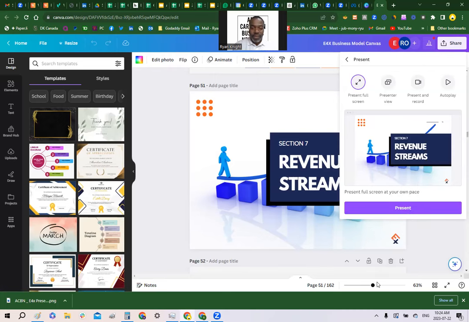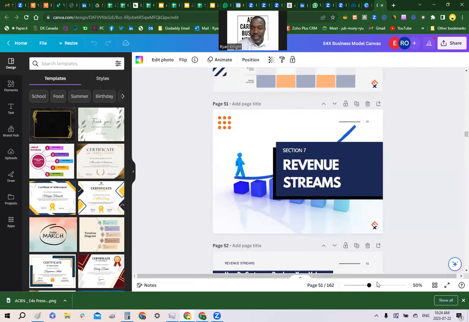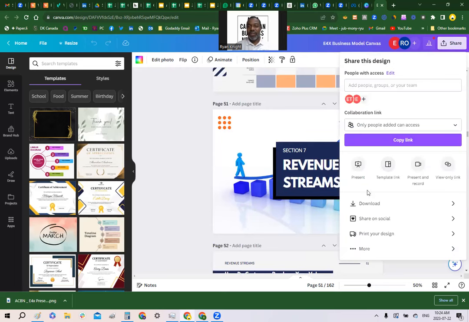Let me see if I can scroll faster so we can show it. Oh no, that's size. Doesn't let me skip. All right, I'll just share it. Go ahead.